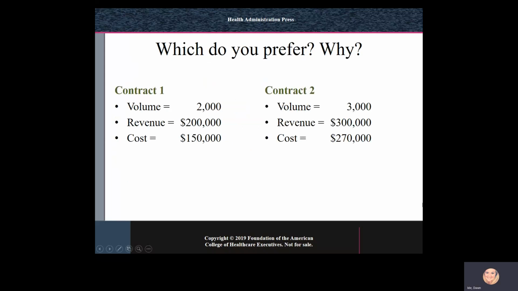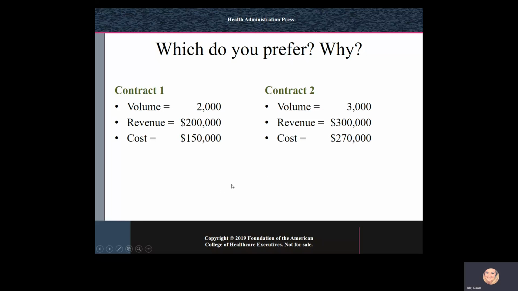All right, let's look at these two contracts. Contract 1, volume 2,000, revenue 200, cost 150. Contract number 2, volume 3,000, revenue 300,000, cost 270. So what do we notice here? For contract 2, the revenue increases by $100,000, right? But costs increase by, 270 minus 150, $140,000, right?